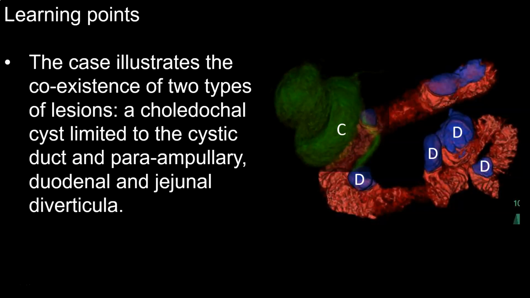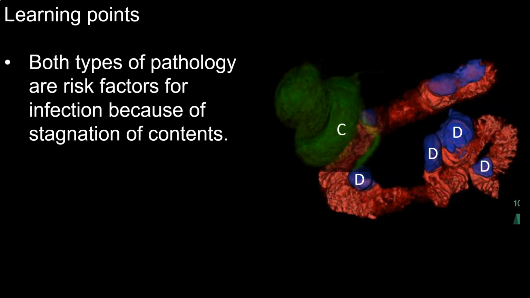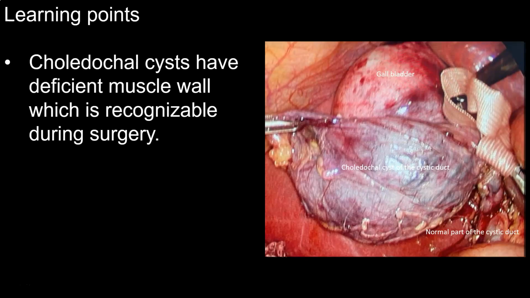The case illustrates the coexistence of two types of lesions, both of them inviting infection: a choledochal cyst limited to the cystic duct, which is a rare type of choledochal cyst, and paraampullary duodenal and jejunal diverticula. Both types of pathology are risk factors for infection because of the stagnation of their contents. And finally, choledochal cysts have deficient muscle wall, which is recognizable during surgery.